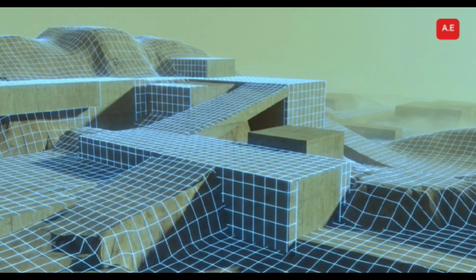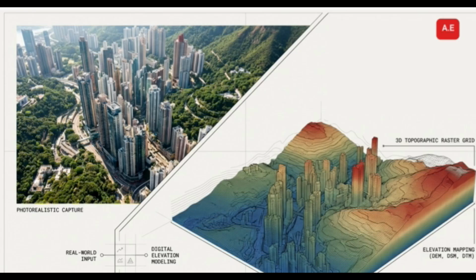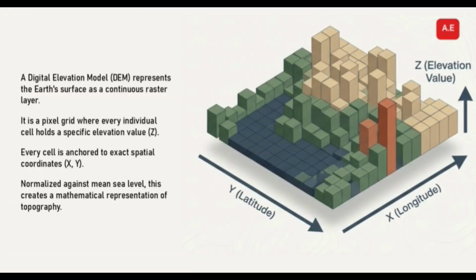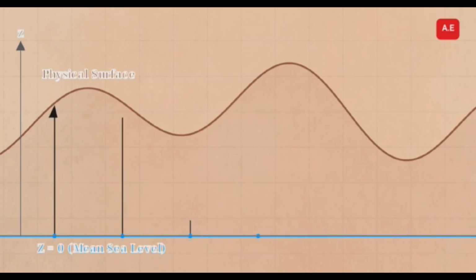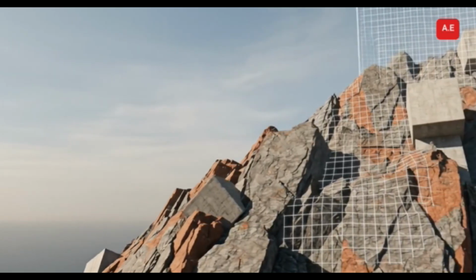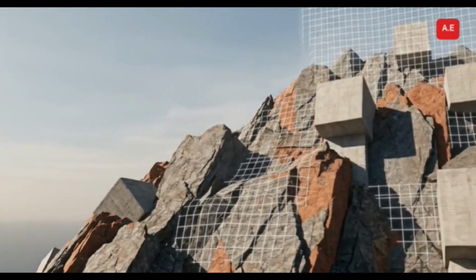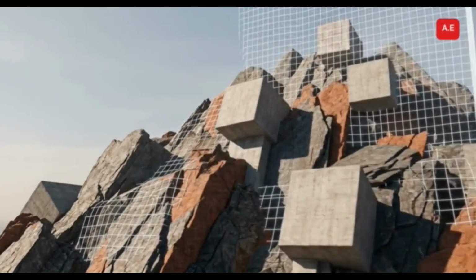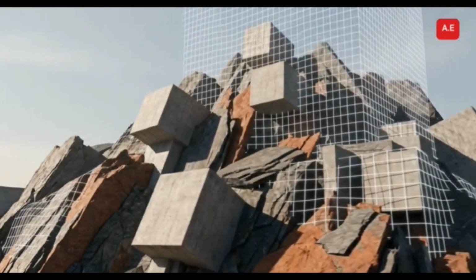At its structural core, a digital elevation model is a continuous raster data set. A pixel grid is divided into data cells, and every cell is anchored to an exact horizontal coordinate, the x-axis for longitude and the y-axis for latitude. Crucially, a DEM adds a vertical z-axis value for elevation. To ensure global consistency, this z value is mathematically normalized against mean sea level. Linking the x, y, and z coordinates permanently transforms the chaotic physical topography into a highly ordered, computable environment.